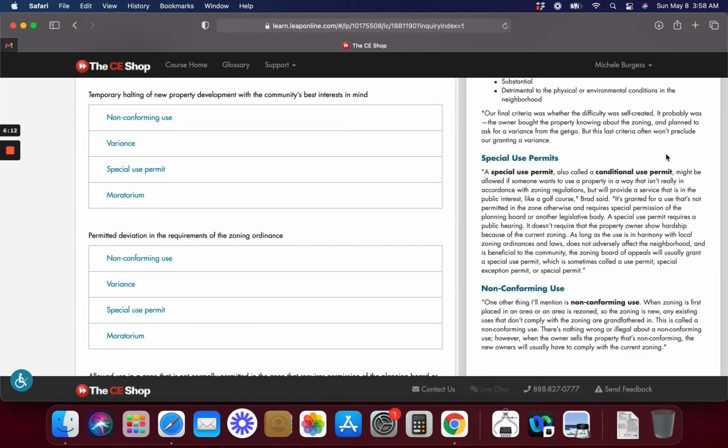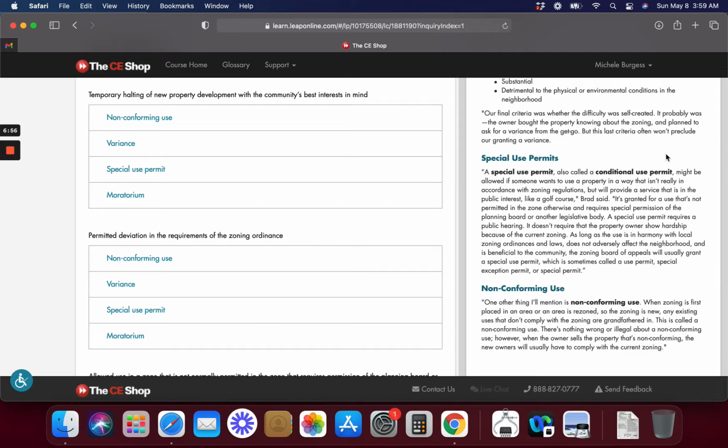Special permits are called conditional use permits and might be allowed if someone wants to use the property in a way that really isn't in accordance with zoning. Like a golf course. I was thinking the lemonade stand, but the golf course is another one. It's granted for a use that's not permitted in the zone, but requires a special permission of the planning board. A special permit requires a public hearing. The community has to agree that this is going to be okay. It doesn't require that the property owner show hardship because of the current zoning, as long as it's in harmony with local zoning ordinances and it's beneficial to the community.